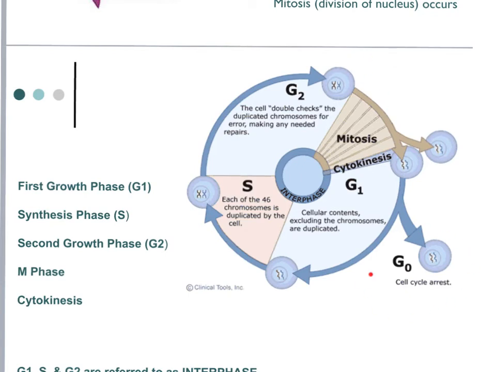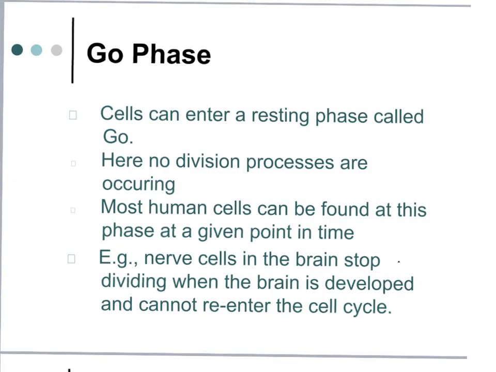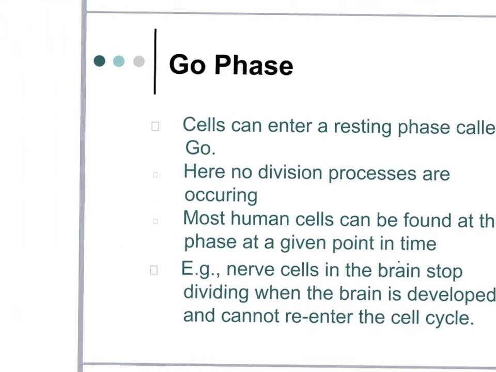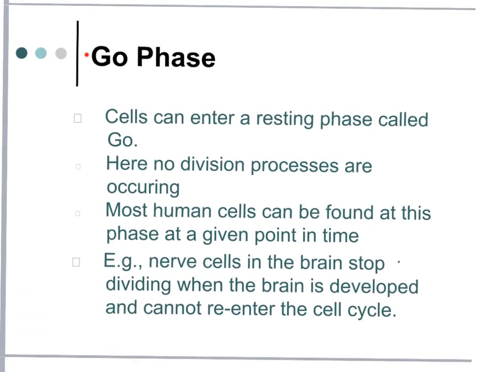Notice over here we have G0 phase, or cell cycle arrest. So this cell cycle arrest phase, or here it says G0 phase, which is a bit ironic given what the phase actually is, is basically where cells just stop. They're existing, they're living, they're doing all of the functions and processes that a cell is supposed to do, except it is not getting ready for division.